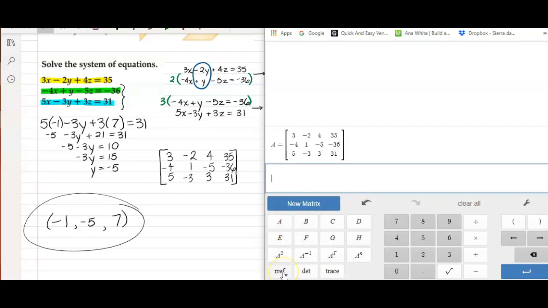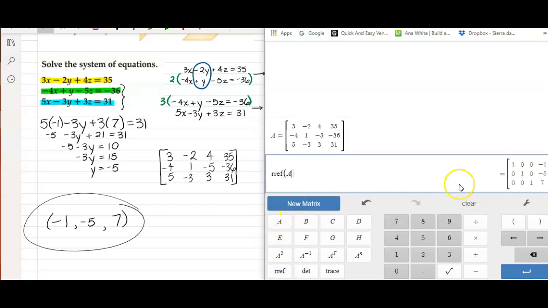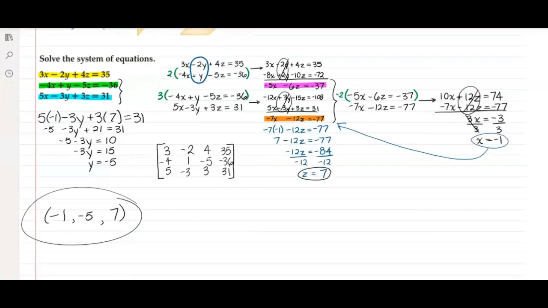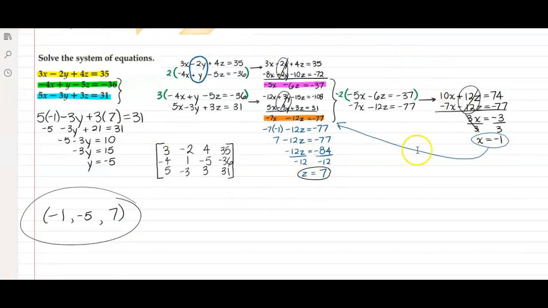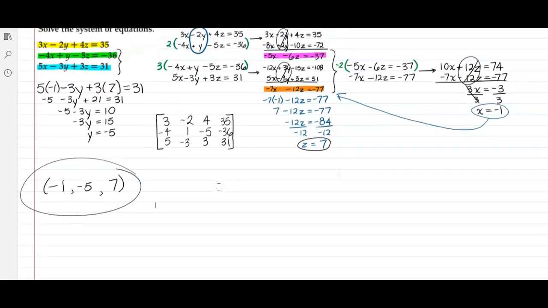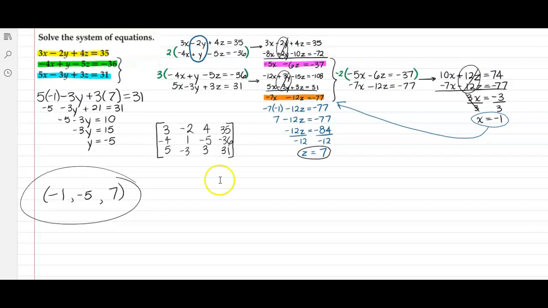I want to row reduce echelon form, RREF, matrix A, and there's my answer, negative 1, negative 5, and 7. Much faster than doing it by hand. Much less work involved. One thing I want to point out is that if you can do this process by hand without the matrix, you can get some extra credit.